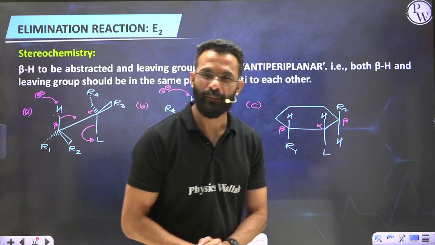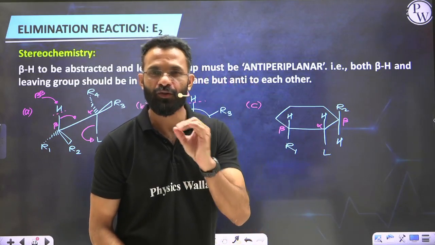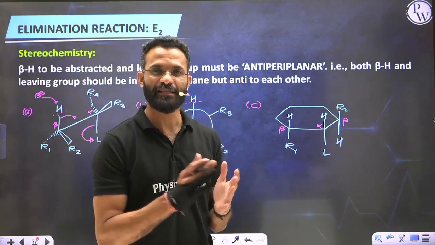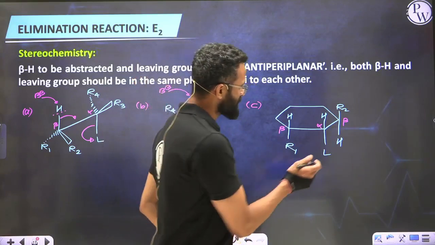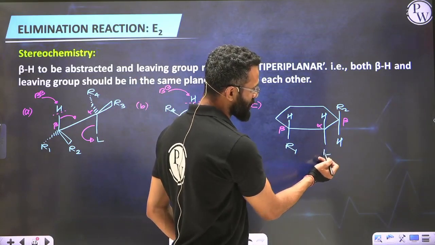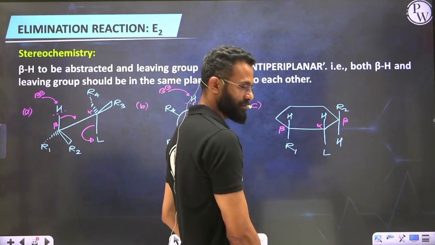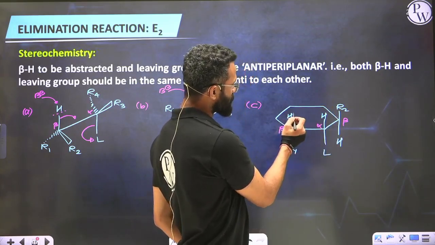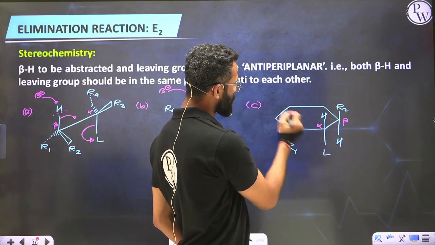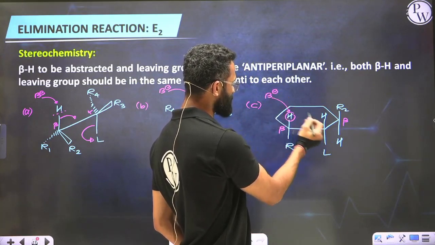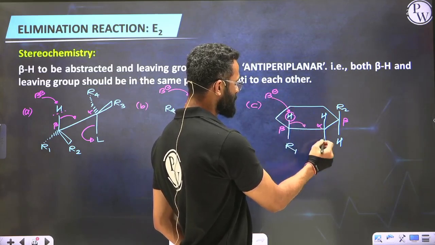But our requirement is that the leaving group and the beta hydrogen to be abstracted should be anti-periplanar, in the same plane but anti to each other. Is this beta hydrogen anti to the leaving group? No, they both are pointing downward, both are below the plane. But the beta dash hydrogen atom is anti to the leaving group. So the base will always prefer to abstract this hydrogen, which is anti to the leaving group.